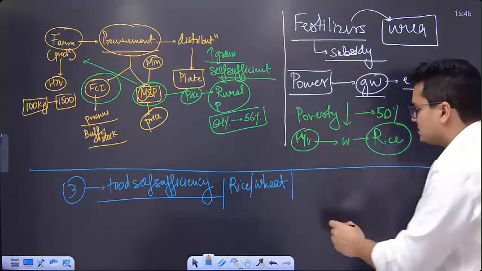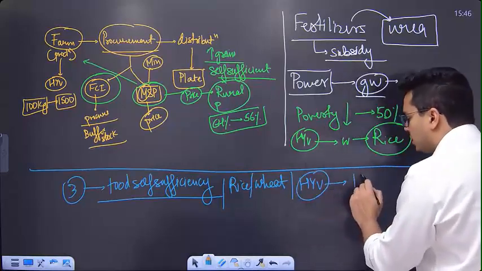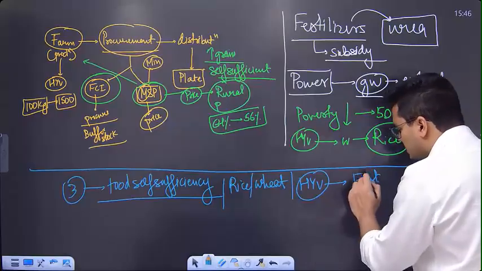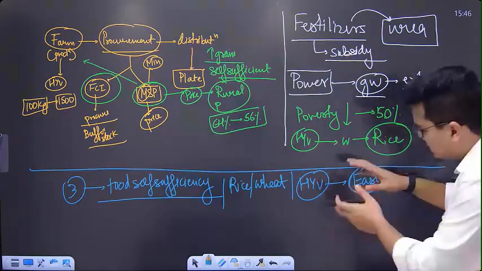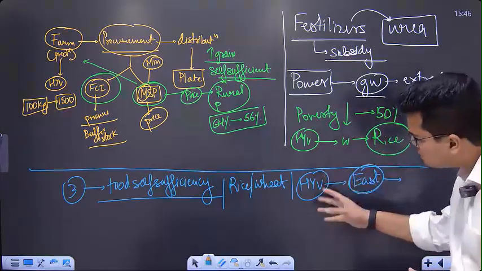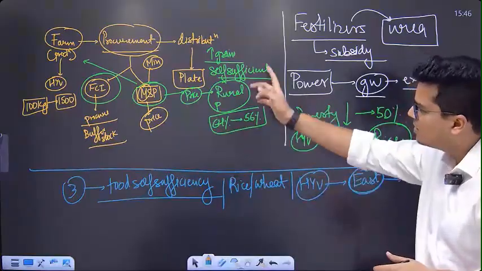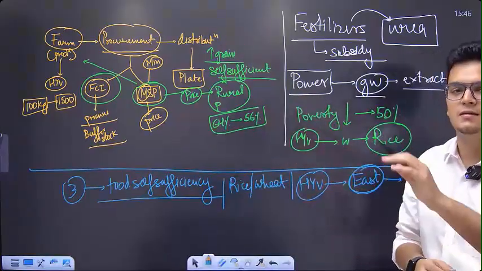Now we realize that the high yielding varieties must also be taken to the other parts of the country. So then they start spreading to the east. But this is very late. Till this time, Naxalism has already happened in India. So because Naxalism has already happened in India, why? Because initial distribution was not balanced regionally.